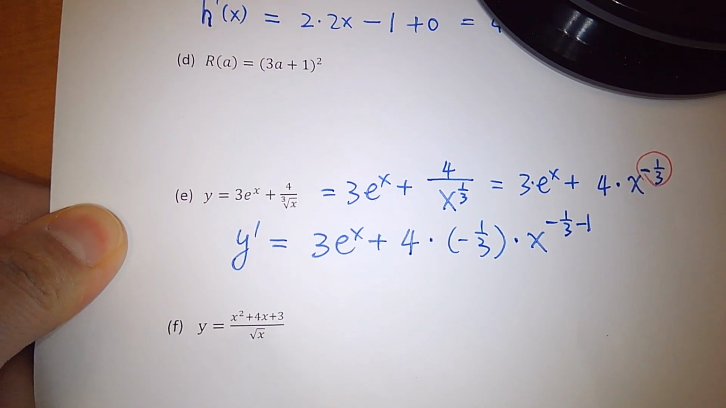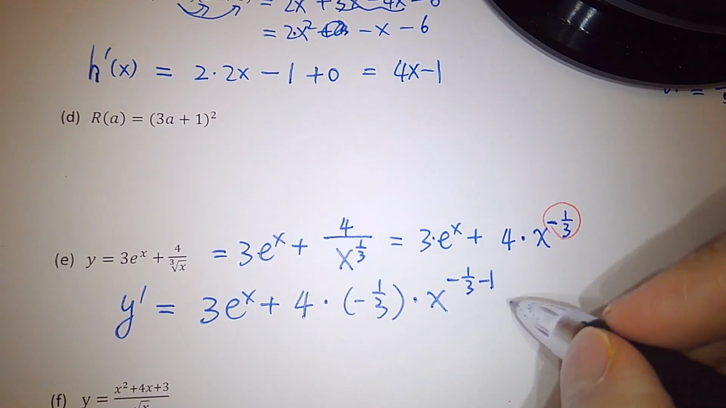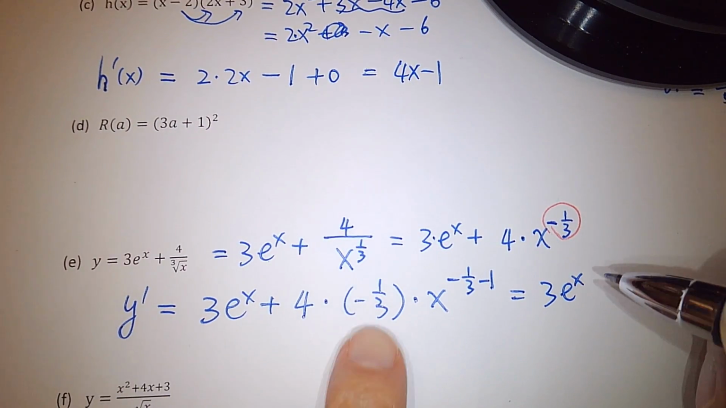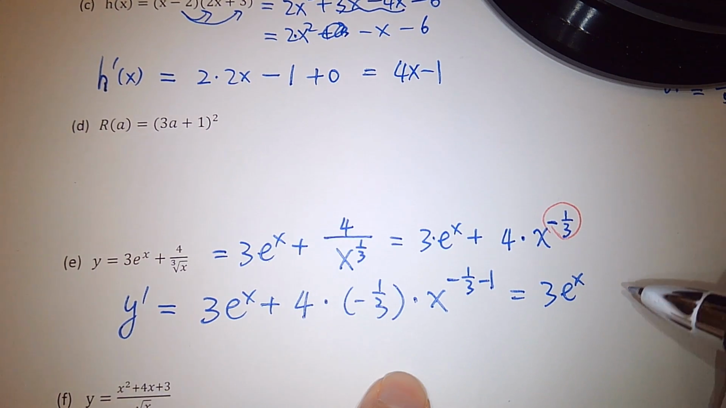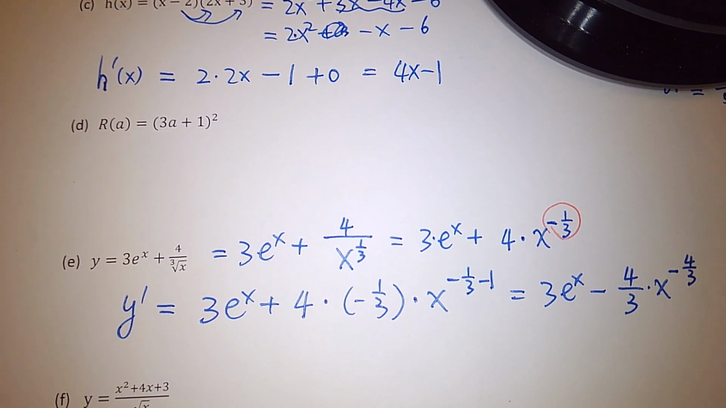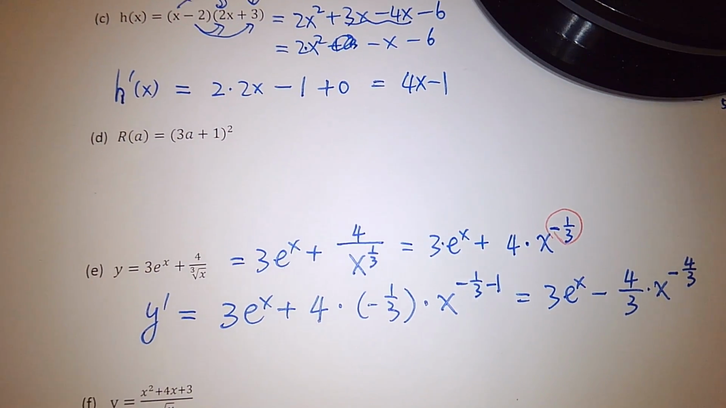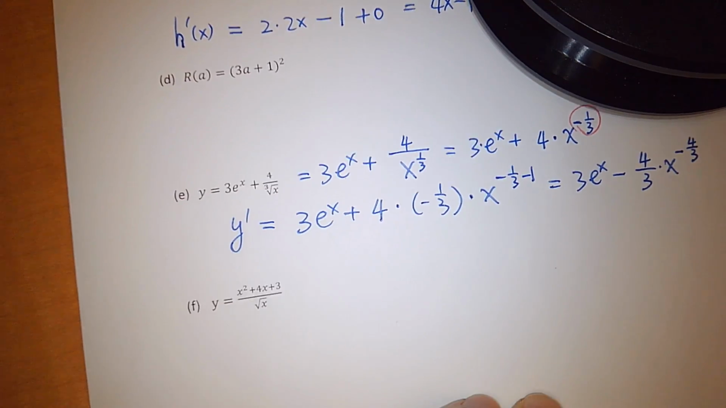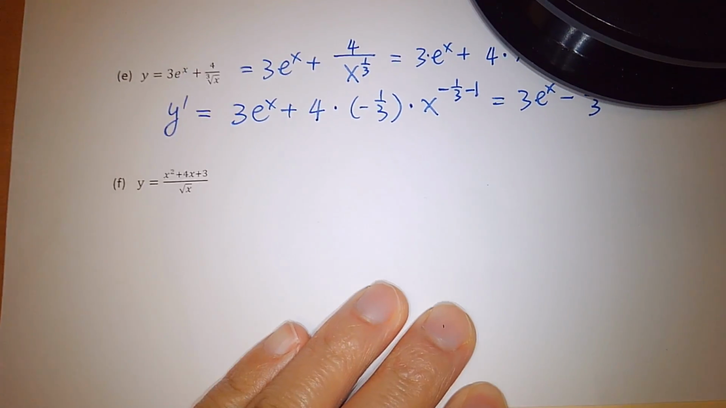Okay, so let's simplify. So we should have 3 e to the x, 4 times negative 1/3, negative 4/3, right? Times x to the what? Negative what? 4/3. Done. Everybody? So far so good? The last question, I will give you a hint. You can also try the questions by yourself.